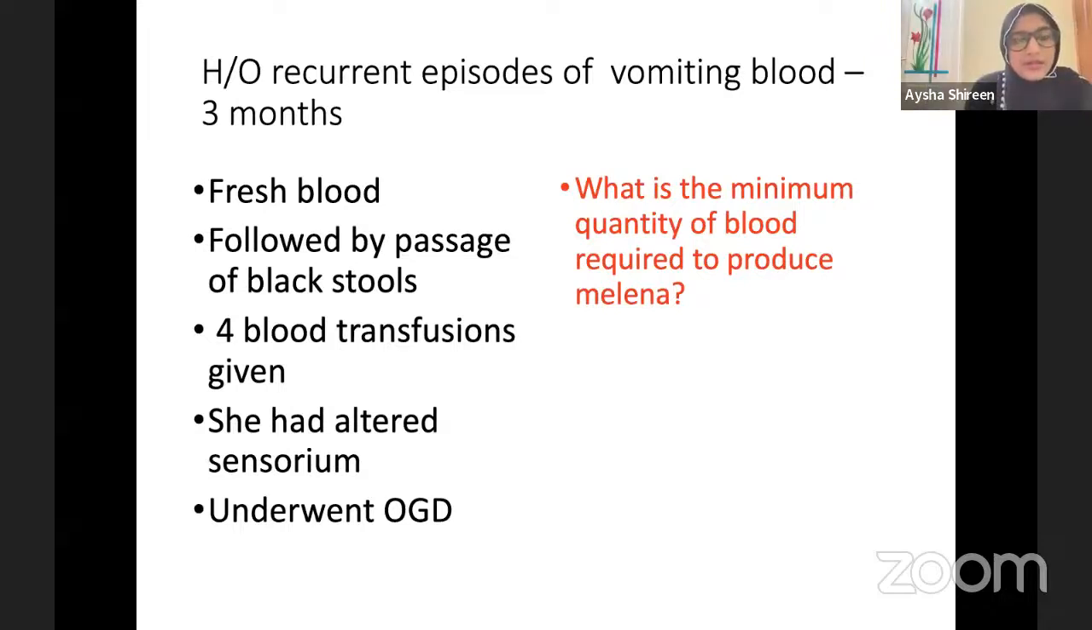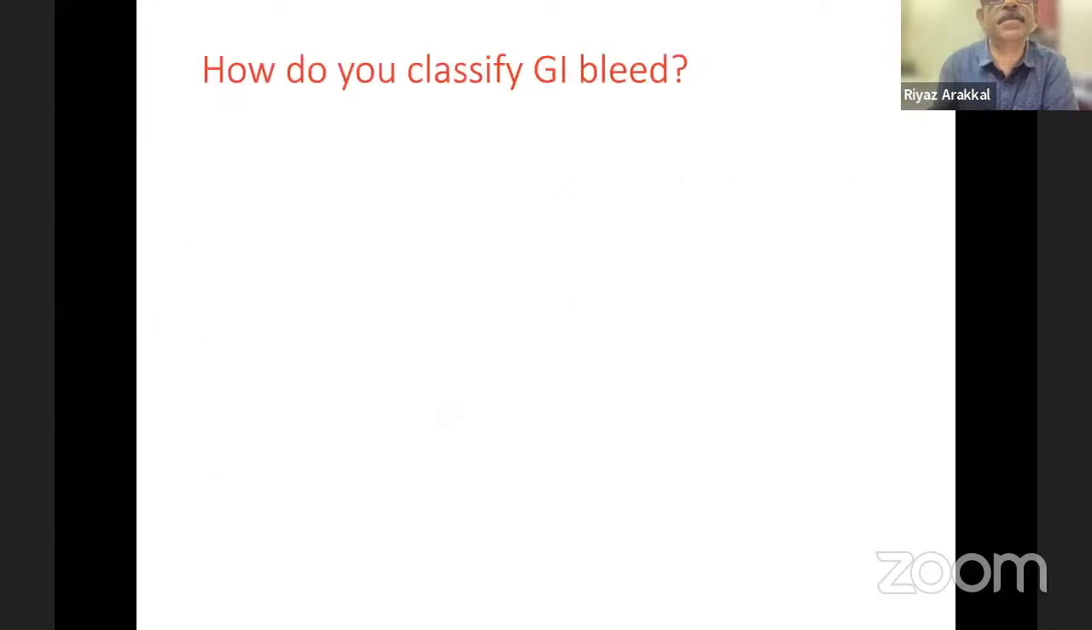50 to 100 ml. Some people say 50, and I think Harrison says 50 to 100 ml. You can say 50 would be okay. Now, how do you classify GI bleed? Anybody? Essentially, there are 2 types of GI bleed: upper GI bleeding and lower GI bleeding.